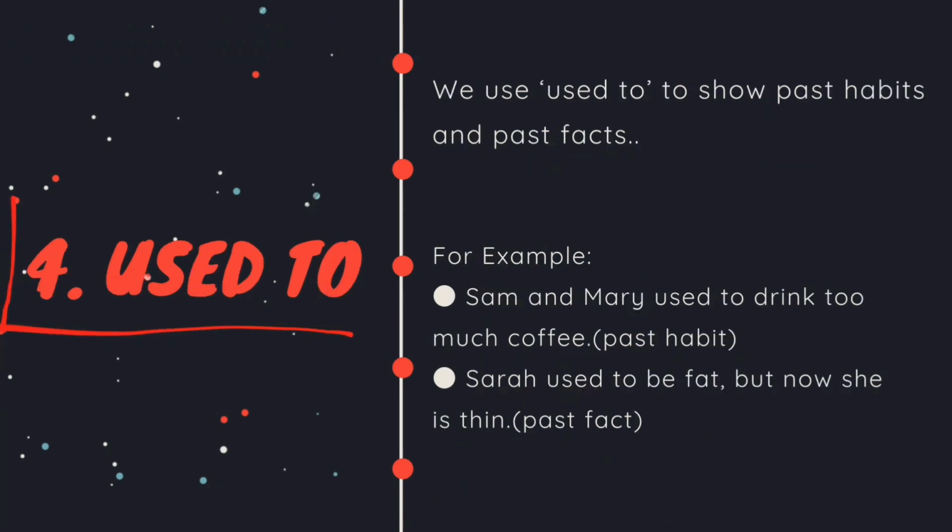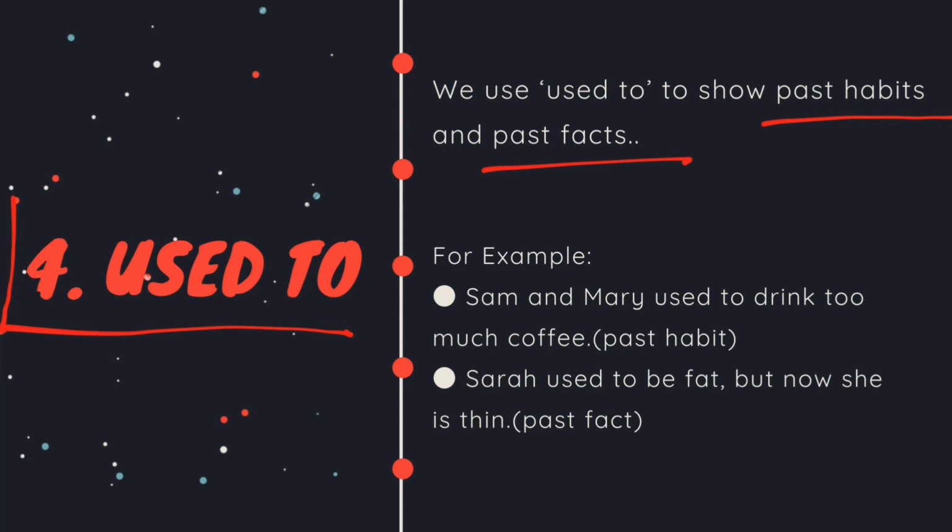So now the fourth modal, that is used to. We use used to show past habits and past facts. So my dear friends, this is a very easy modal to be learned. That is, used to is always used to show the past habits, means the things which were habitual in the past tense, not in the present tense. And if you have to show some past fact, at that time also you are going to use only and only used to. So let's see their examples.